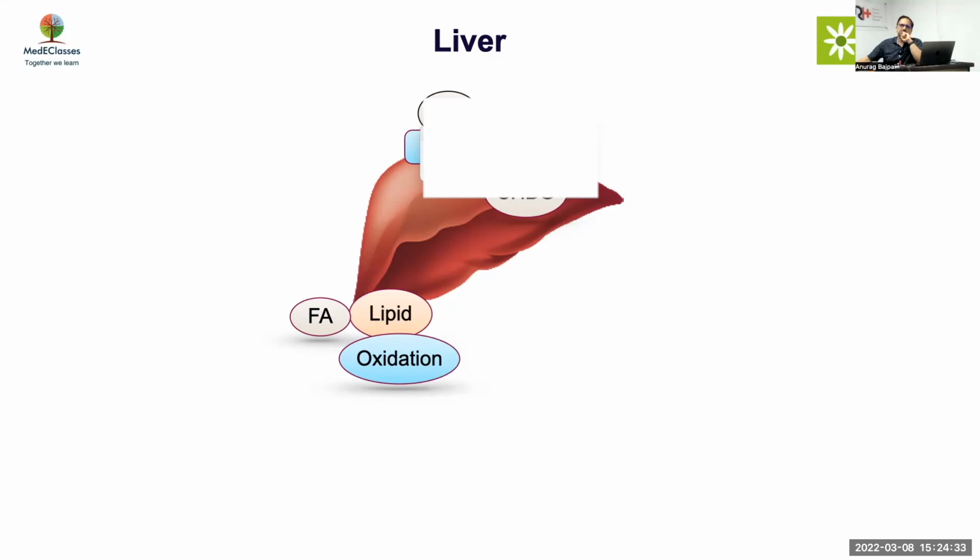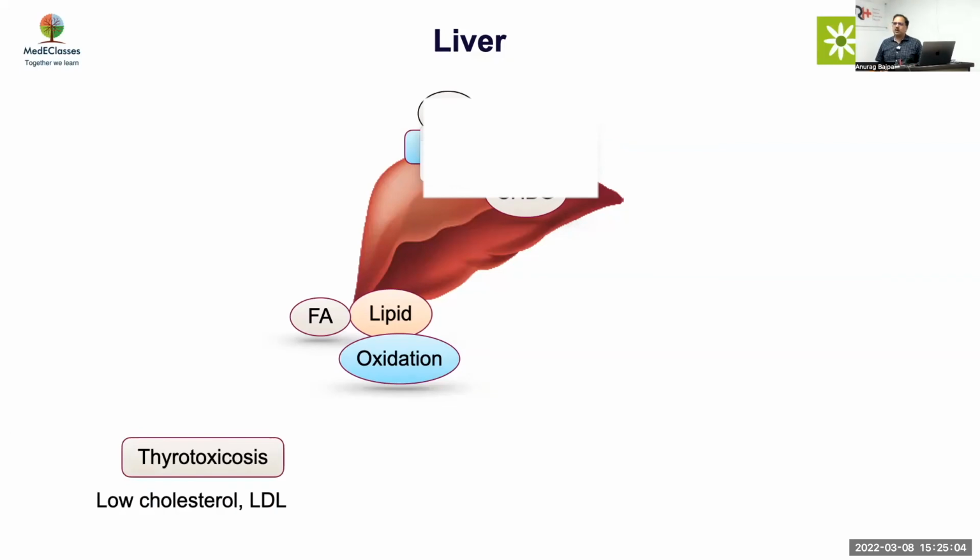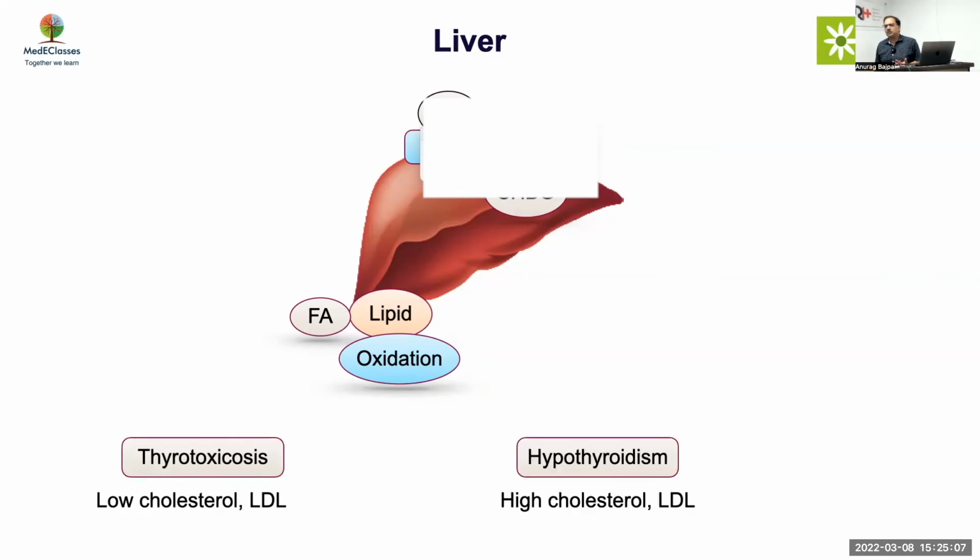So what will be the relevance of this in girls? If your SHBG is low, what will happen to free testosterone? Free testosterone is high. Total will be normal, free will be high, which means it will cause a PCOS-like picture. So one of the mechanisms via which hypothyroidism causes a PCOS-like picture is actually decreasing SHBG level. So correcting that will improve that. Now, thyrotoxicosis will cause low cholesterol and LDL, and hypothyroidism will cause high cholesterol and LDL.